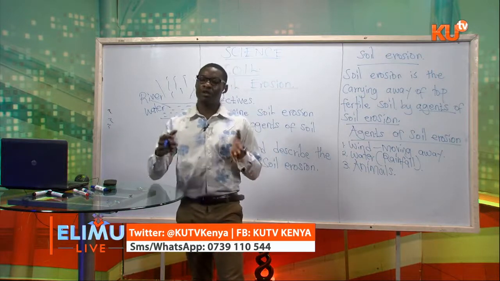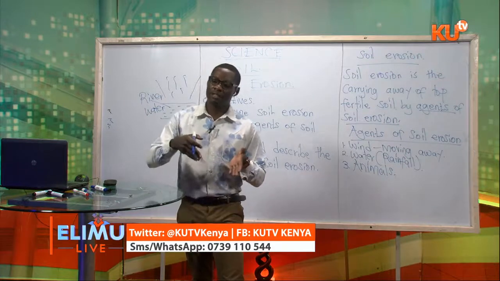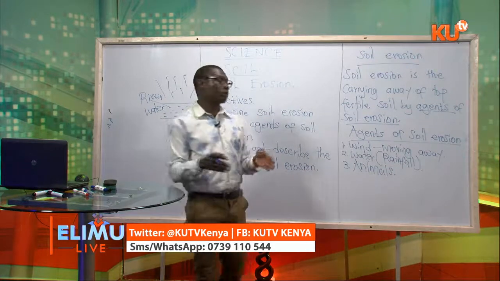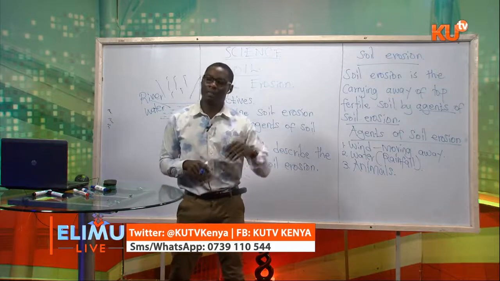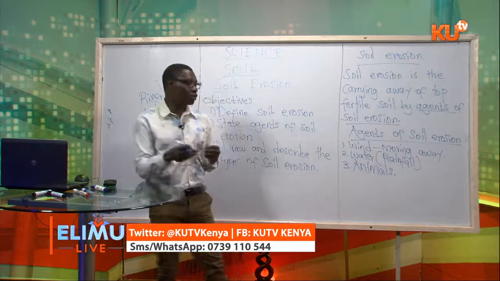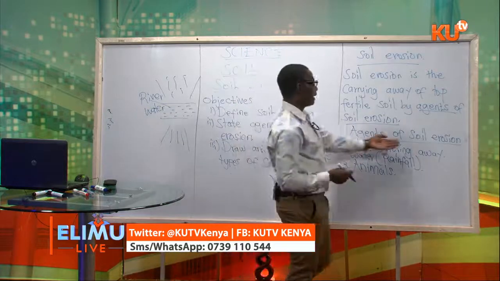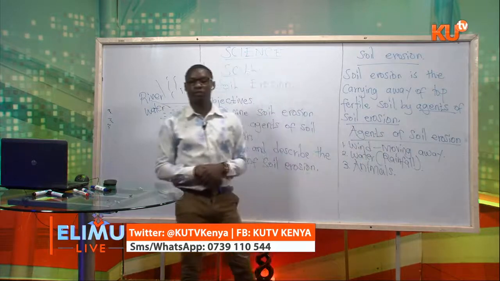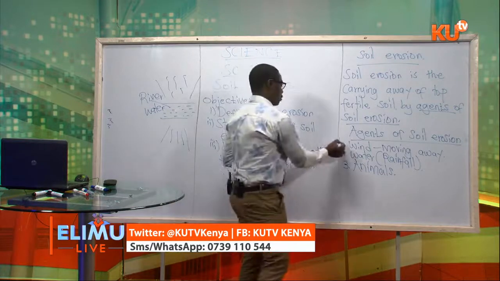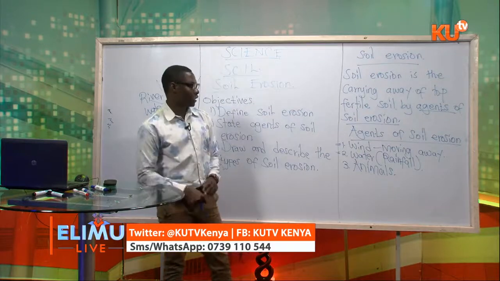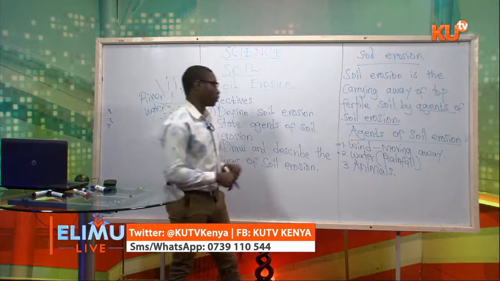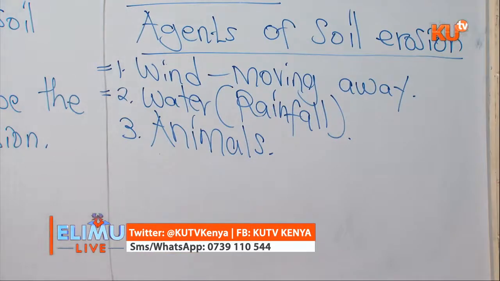Where they move around, you realize that they cause some trenches or some ditches. This is because they are able to carry soil particles from where they are walking to other places, therefore contributing to what we call soil erosion. So we have three agents of soil erosion. The main ones are two. We have wind as our main and water. So the two are our main agents of soil erosion, but in addition, we also have animals as another agent of soil erosion.